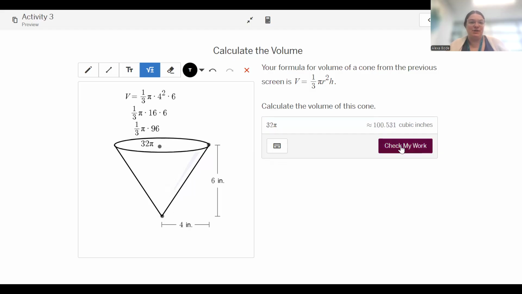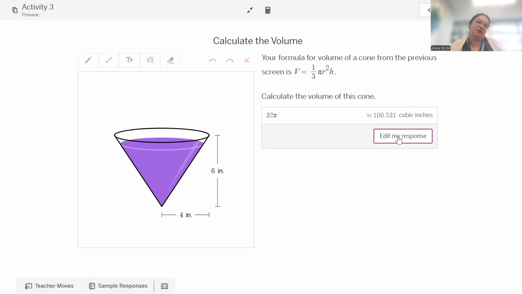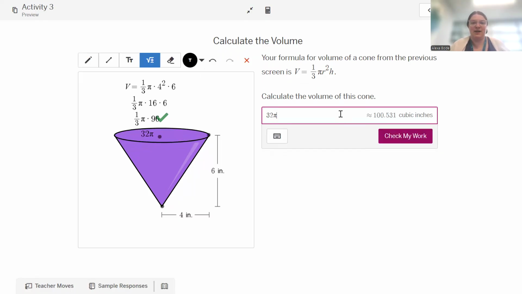Okay. So when I click check my work on the Desmos, you can see that that is correct. Those are the steps for doing it. So I'm going to click that edit response so you can see all the work again. Please make sure you are putting all of this work onto your paper.